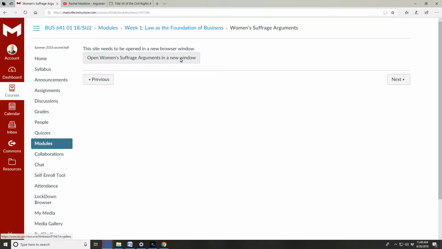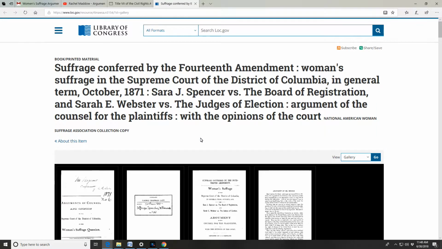Your next document is a historical first-party document. So these are women's suffrage arguments as detailed back in 1871 from Sarah Spencer versus the Board of Registration and Sarah Webster versus the Judges of Election.